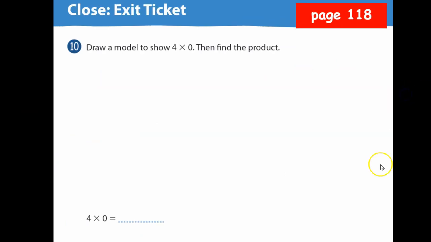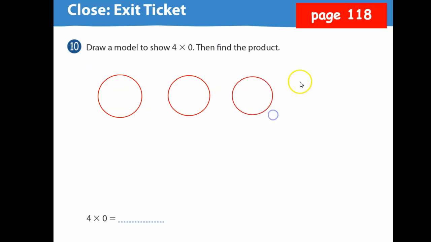So it says to draw a model to show 4 times 0. Okay? It doesn't say to write a multiplication problem. We already have that. So it says to draw a model. That means I need to draw a picture of equal groups, right? So 4 times 0, the first number tells me how many groups I have. How many? 4. 1, 2, 3, 4. Second number tells me how many in each group. So how many in each group? 0. Am I done? Yes, I'm done. That's it.